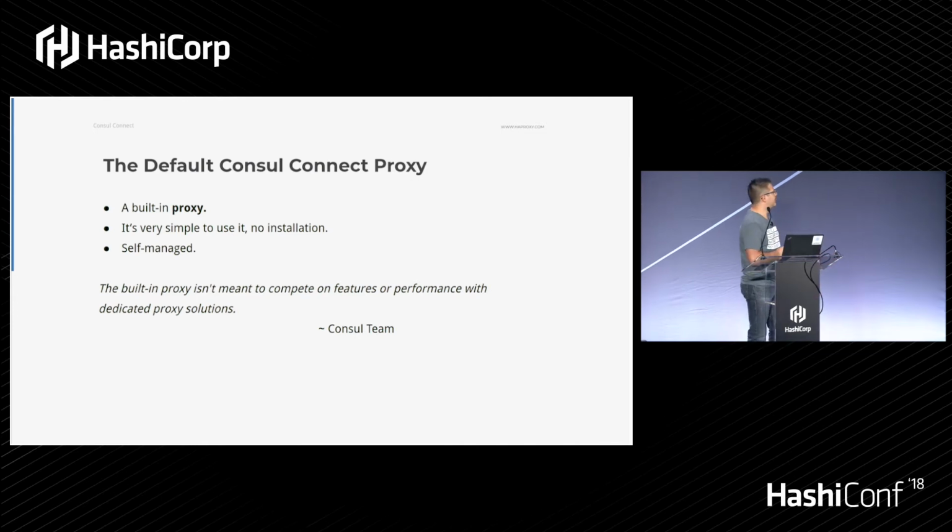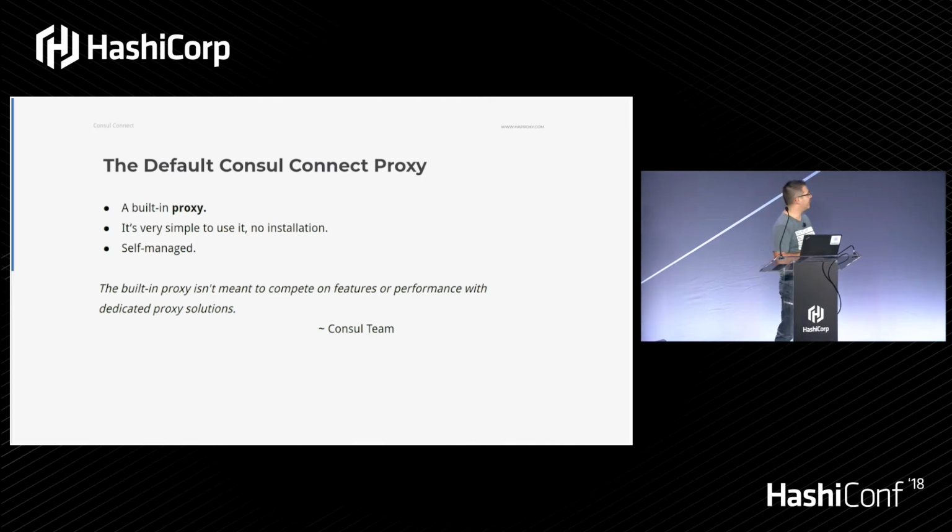So Consul Connect, as I said sooner, comes with a built-in proxy. The advantage is that it's very simple to use. You don't need to install anything. It's already built in with your client. That said, its purpose is to be very simple to use, but there is no other feature inside. So basically, if you want to go in production with that, you can. But we'll see later that HAProxy has some advantages.